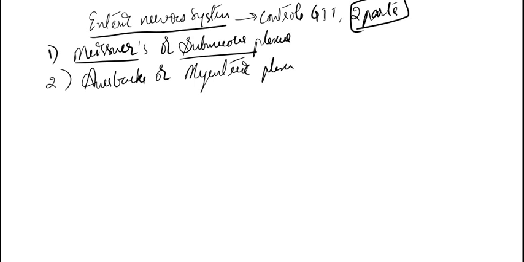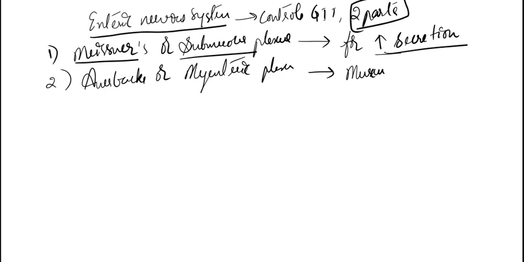Now submucous plexus, the name itself denotes that it is present in the submucosa. So what is the function of submucosa? Mucosa is for absorption, submucosa is for secretion. So Meissner's plexus or submucous plexus, present in submucosa, increases secretion. Now Auerbach's or myenteric plexus is present in muscularis. Remember, Auerbach's plexus is present in muscularis.